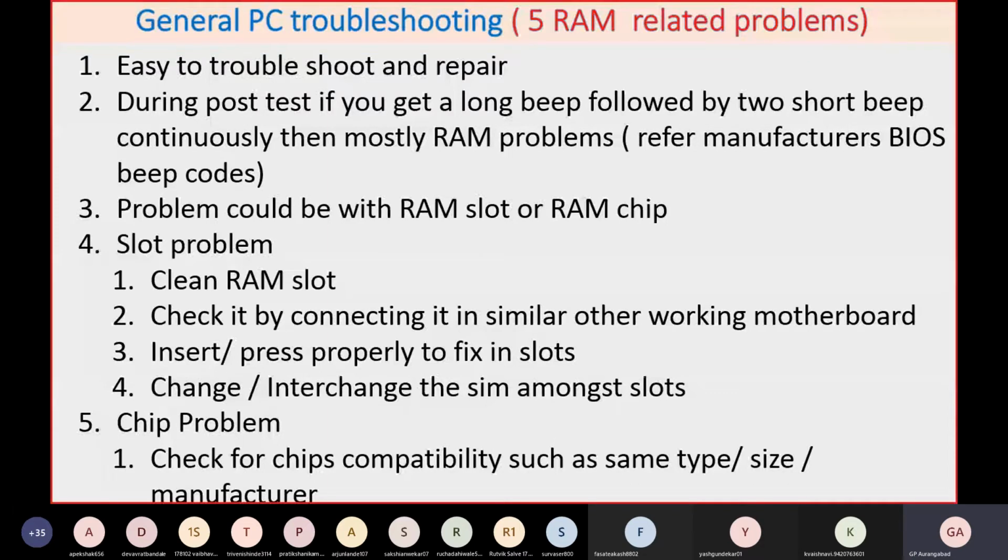If you get such continuous beeps, one long beep followed by two short beeps, you normally have to refer to your BIOS beep codes, but these are normally the beep codes coming from RAM. If you get a continuous sound, that means there is definitely a problem with the RAM. Then what you can do, there are two ways.